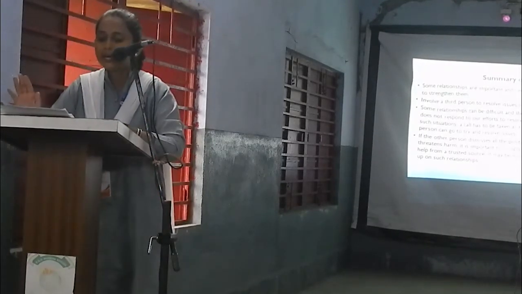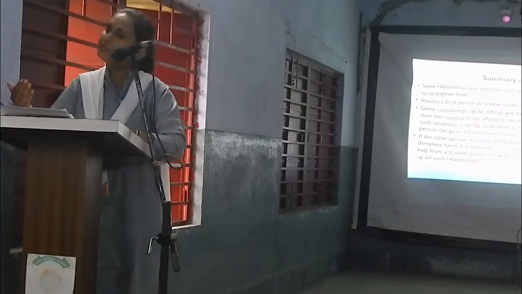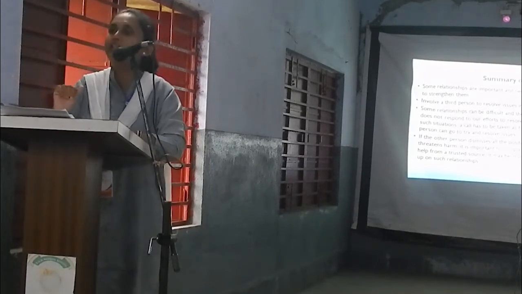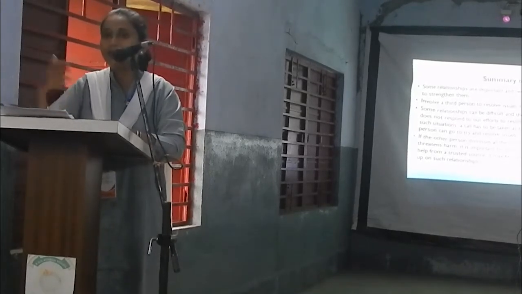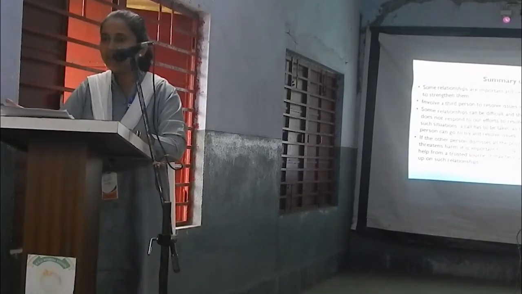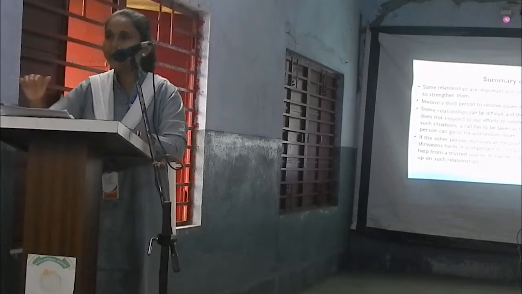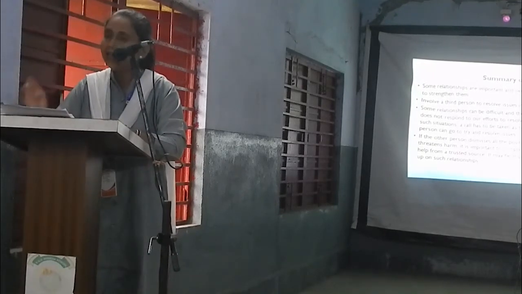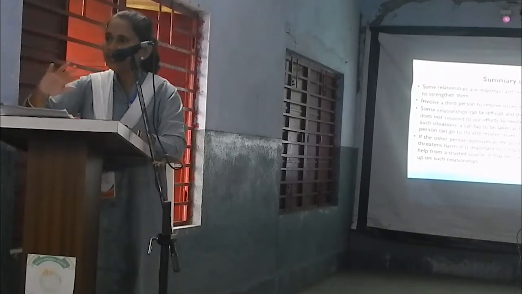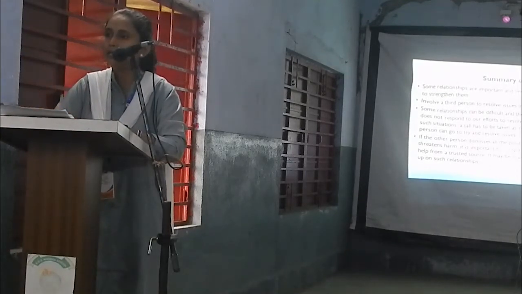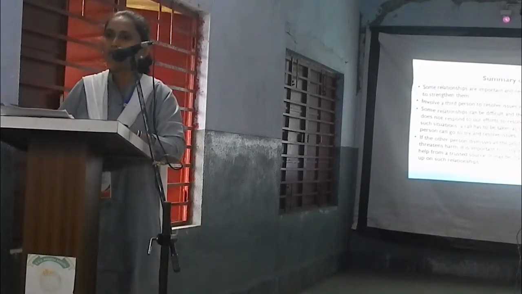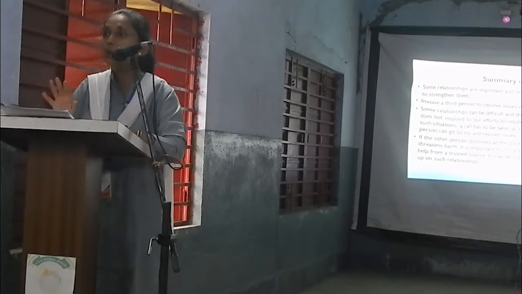So we can conclude that some of the relationships are important and we have to give more stress on those positive relationships to make them stronger. And some relationships can be difficult to maintain. In that case, we need the interference of a third person. If there is a problem between two people, it is better to seek help from a third, neutral person.